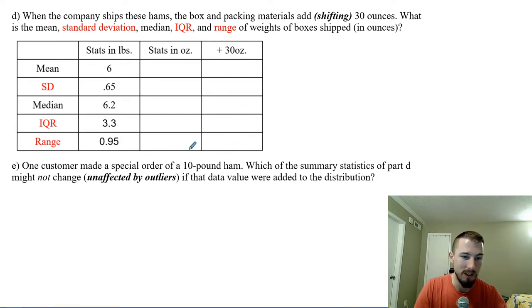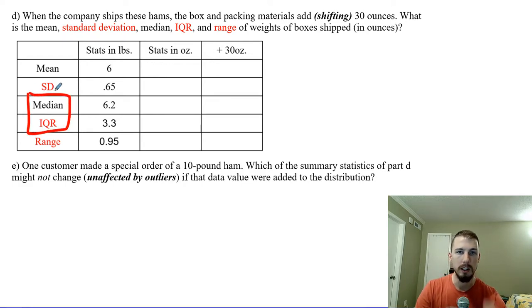All right, if a customer made a special order of a 10-pound ham, which of the summary stats in part D might not change? That is, which is not impacted by outliers if the data value were added to the distribution. So when we have outliers, we don't use the mean and standard deviation. Instead, we use the median and the IQR. And the reason we use median and IQR is because they are not impacted by outliers.